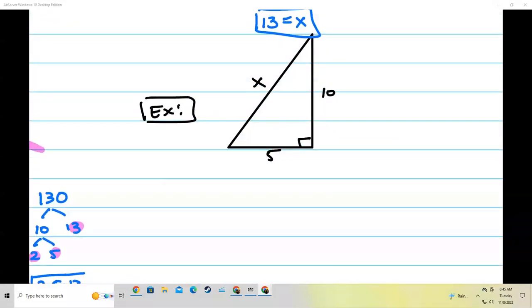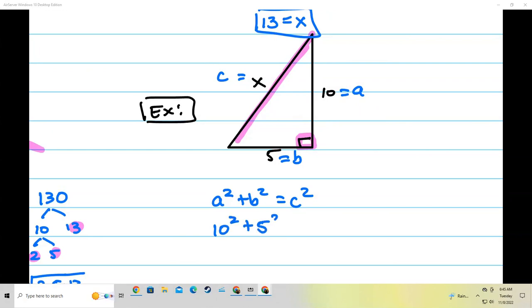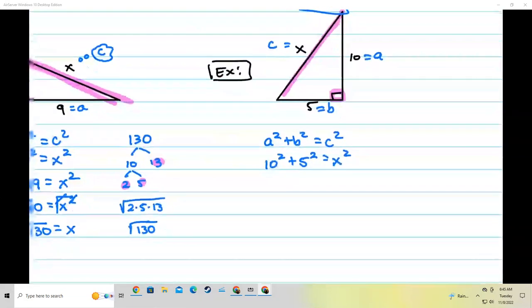We're going to go ahead and calculate this one. Same process. Here is my 90 degrees. Here is my hypotenuse. That means this one's my C. I'm gonna call this one my A, and I'm going to call this one my B. Let's see, I'm going to go A squared plus B squared equals C squared. A squared, that's 10 squared plus 5 squared equals X squared. All I did was I plugged in my A, B, and C. That gives me 100 plus 25 is equal to X squared. So 125 is equal to X squared.